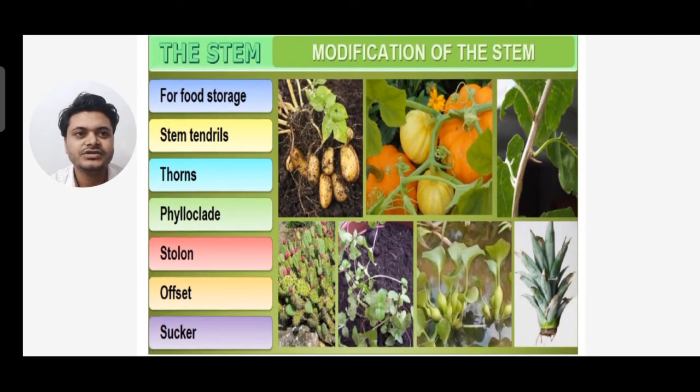Next is modification of stem. Stems have been modified into different structures. As we have already studied the modification of root and leaves, same case here, we'll study about the modification of stem. Stems are modified for food storage, stem tendril, thorns, phylloclade, stolon, offset and suckers.